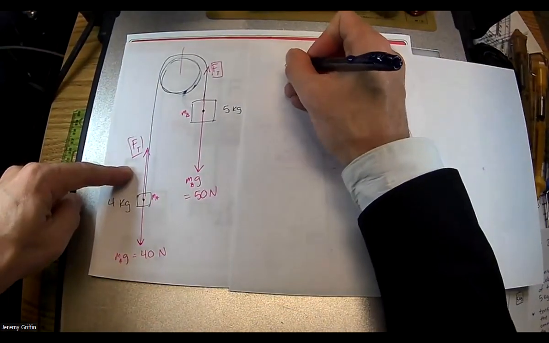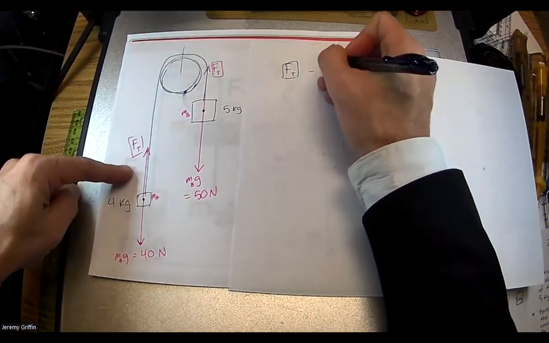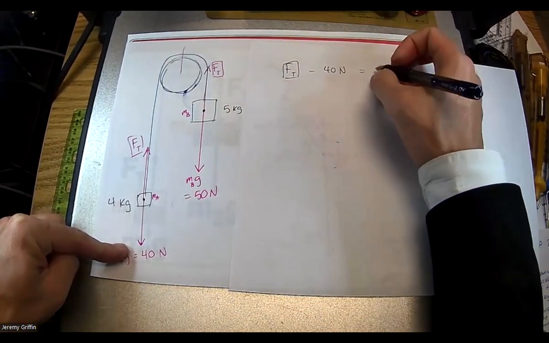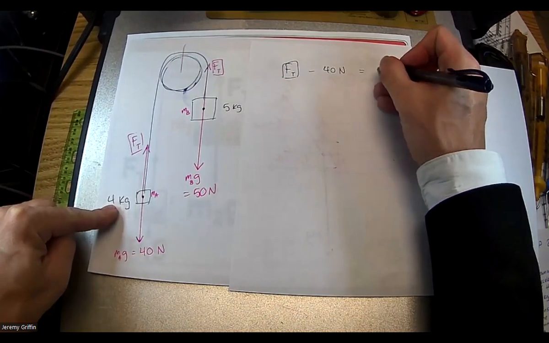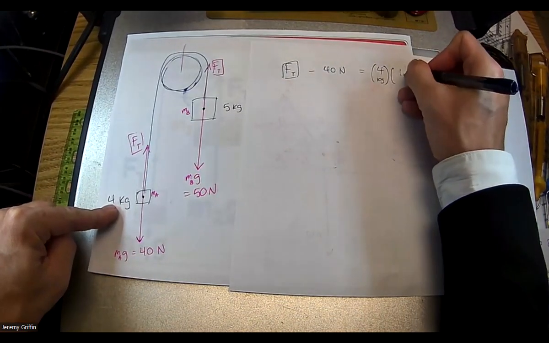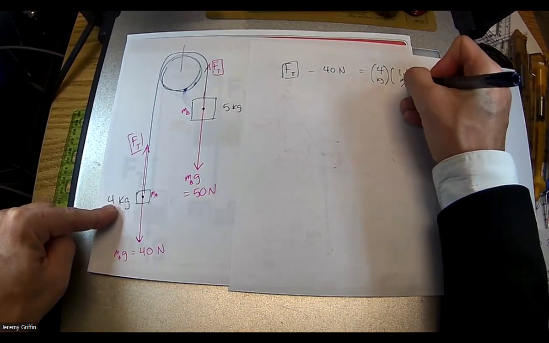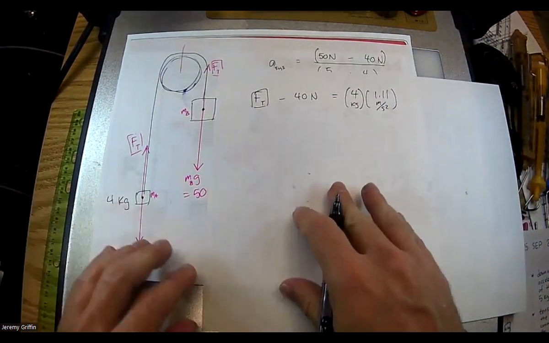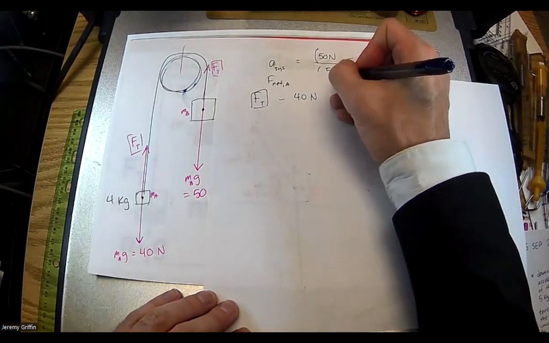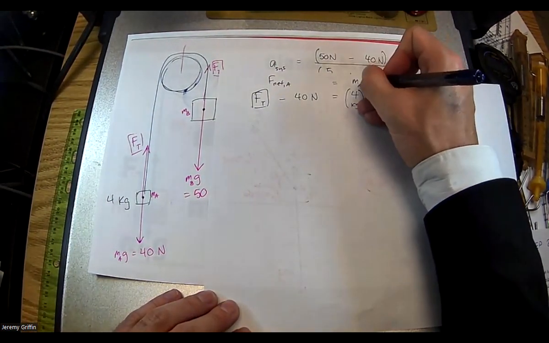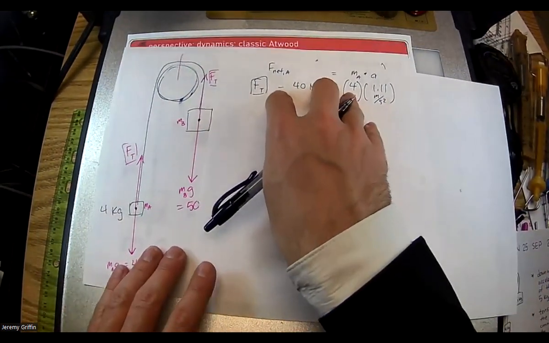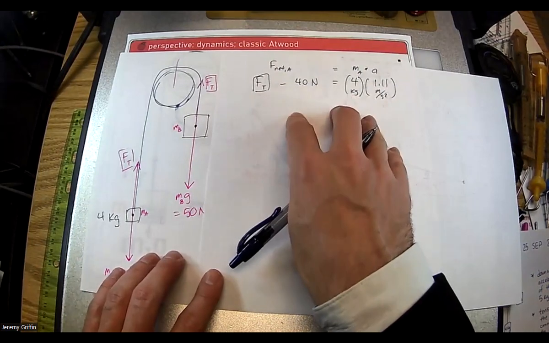So this tension up we're solving for minus this 40 newtons down equals 4 kilogram mass times the acceleration, which we just found to be 1.11 meters per second squared. It looks like up is positive in my case. Oh, I should have said this: net force on block A is equal to mass of block A times the acceleration. That should have been my first step, right? Got that, and then it pops in like that.